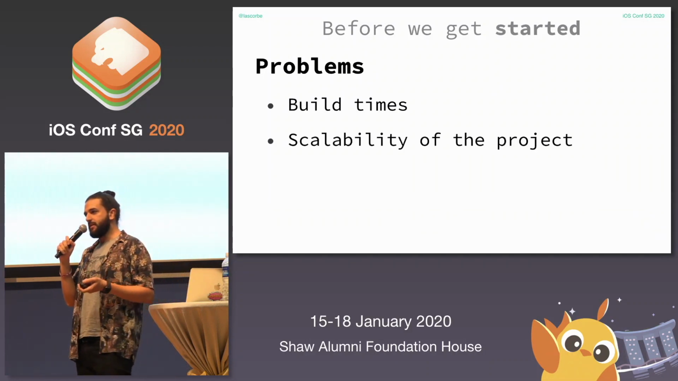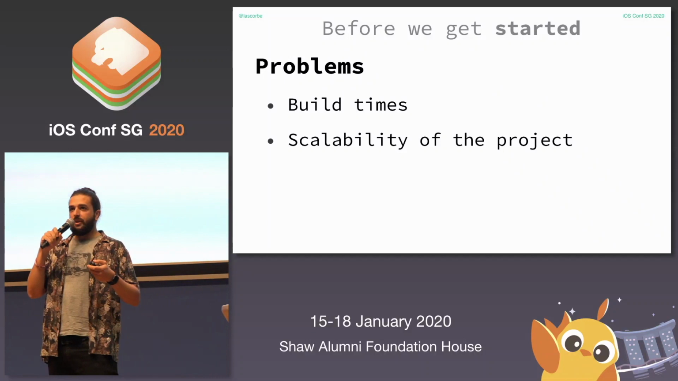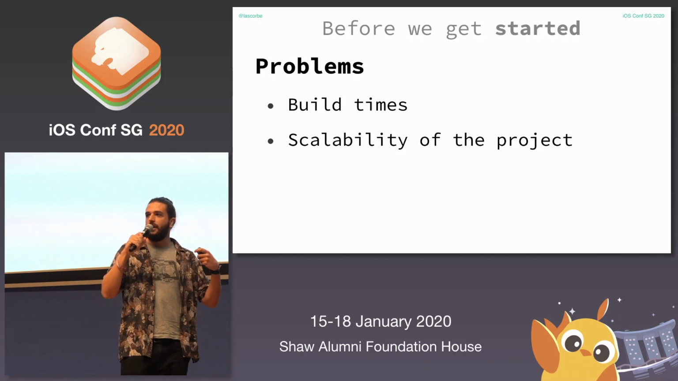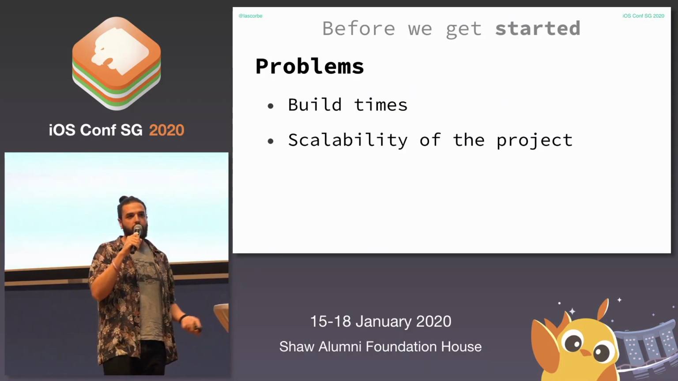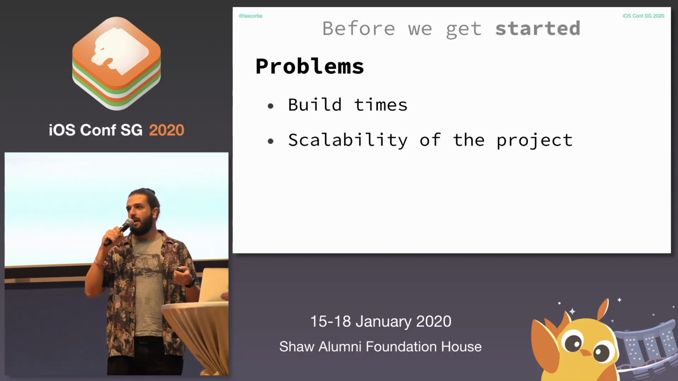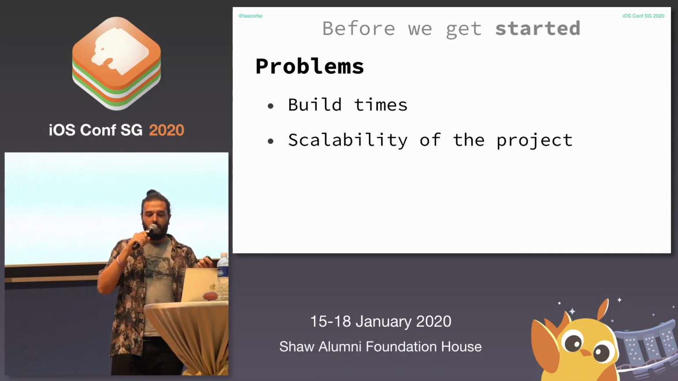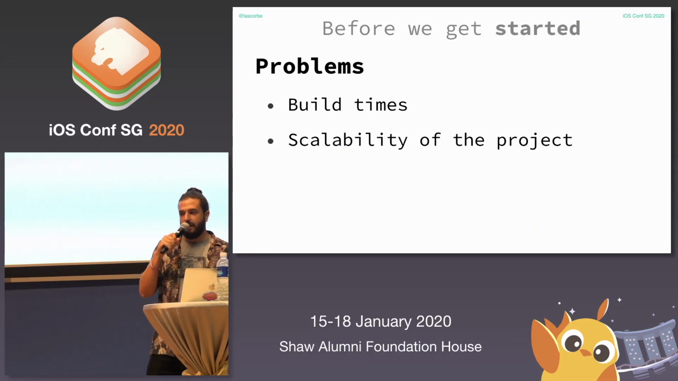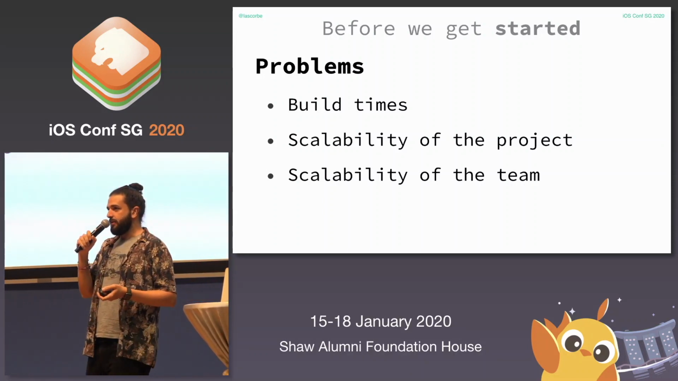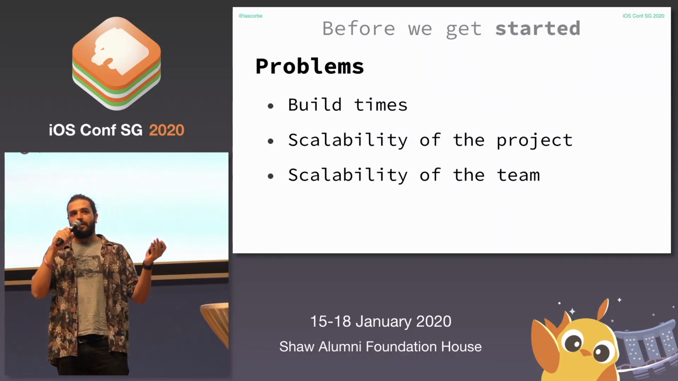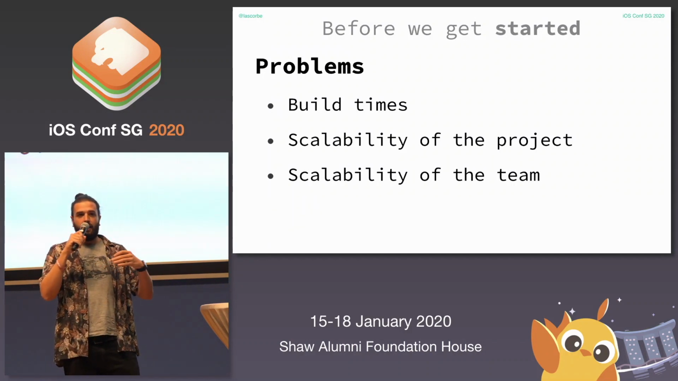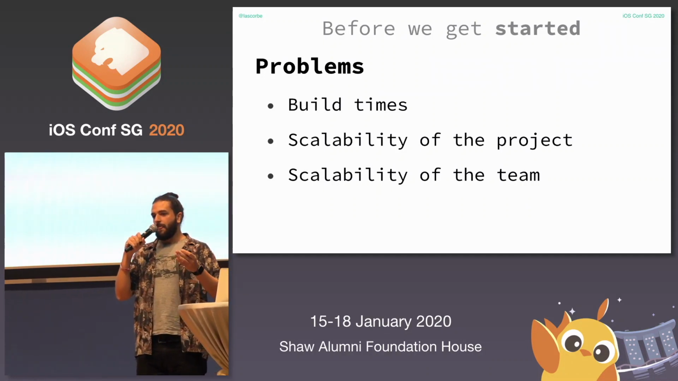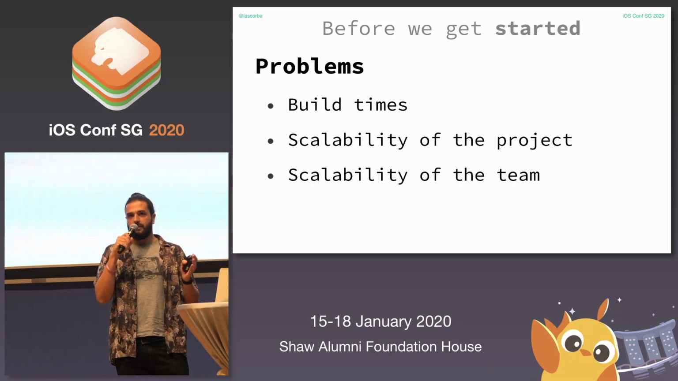Then we have the scalability of the project. With a project so huge, it was hard to maintain, to create new features and add new code, change code all the time, especially if we keep in mind that we were 8 people adding code to the same code base. And then we also have the problem of the scalability of the team, meaning that there are new people coming into the team. We were growing, and it's hard to decouple all the code inside a project like this.